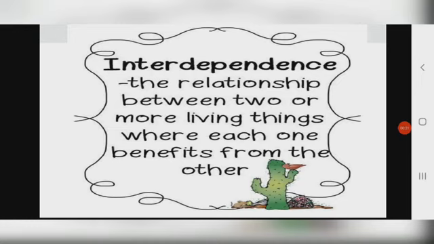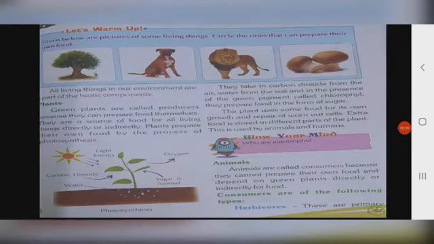For example, you are dependent on your parents. Your parents are dependent upon someone else for earning the livings for you, right? तो इसी तरीके से हम जब एक दूसरे के ऊपर किसी चीज़ के लिए डिपेंडेंट रहते हैं उसको हम इंटरडिपेंडेंस बोल देते हैं. Now let's go through the chapter.